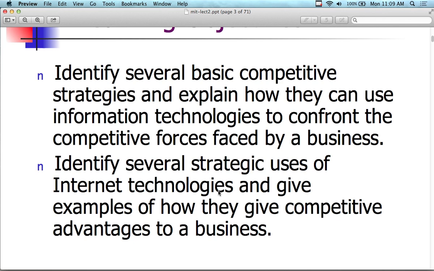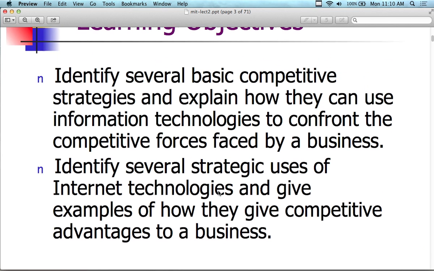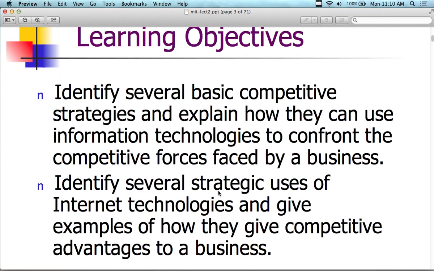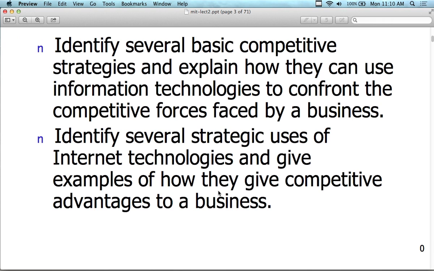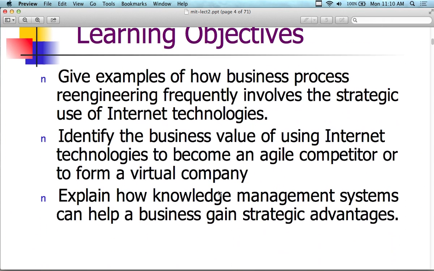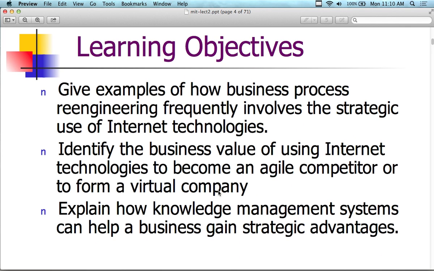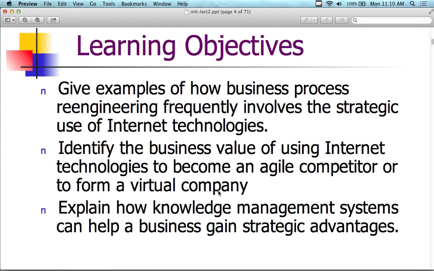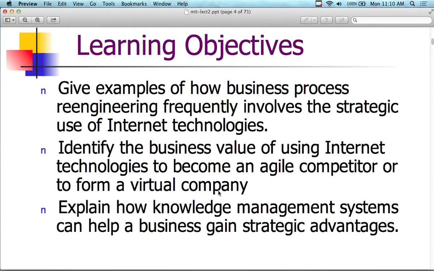All right, so we're going to identify several basic competitive strategies, and explain how they can be used with information technology to confront competitive forces faced in business. We'll identify several different strategies using internet technology, and give some examples of how to give competitive advantages to a business. We'll also look at the processes of re-engineering, frequently involving the strategic use of information and internet technologies, and identify the business value of the internet. We'll talk a little bit about the internet today.